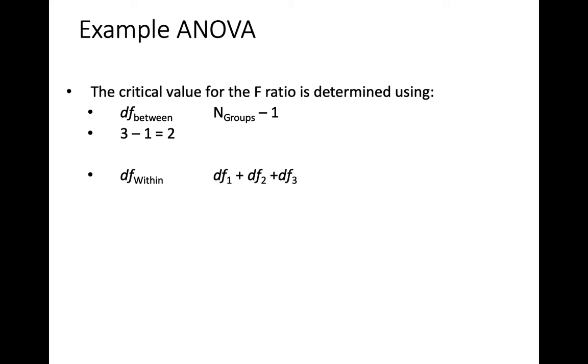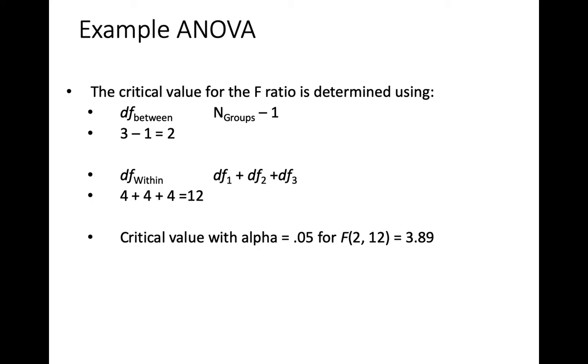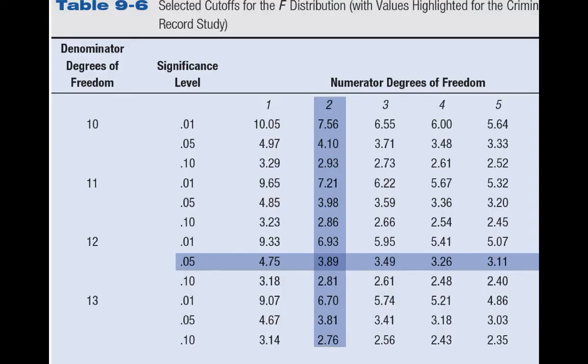We also need our degrees of freedom within. Our overall degrees of freedom within is the sum of the degrees of freedom within each one of our groups. So degrees of freedom 1 plus 2 plus 3. We had 5 people in each group. That's a degrees of freedom of 4 within each group. Summing that together, degrees of freedom is 12. So we're looking for a critical F value that is based on 2 and 12 degrees of freedom. And so looking that up in our table of critical values, with alpha at 0.05, we get a critical value of 3.89.